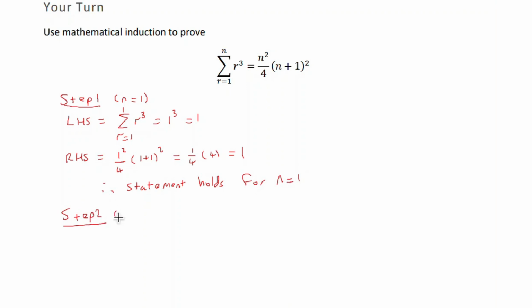Step 2 is when n equals k. We're going to assume the sum from r equals 1 up to k of r cubed is equal to k squared over 4 times k plus 1 squared.